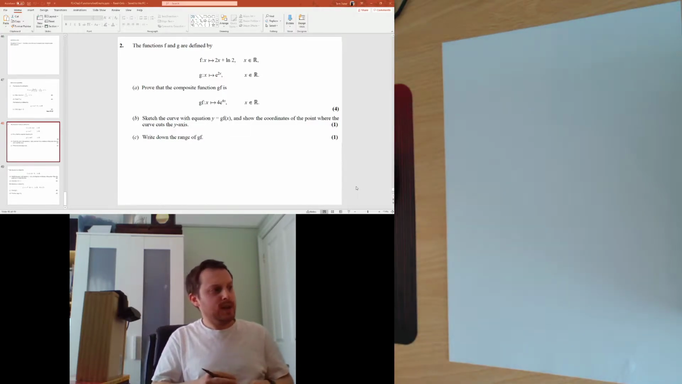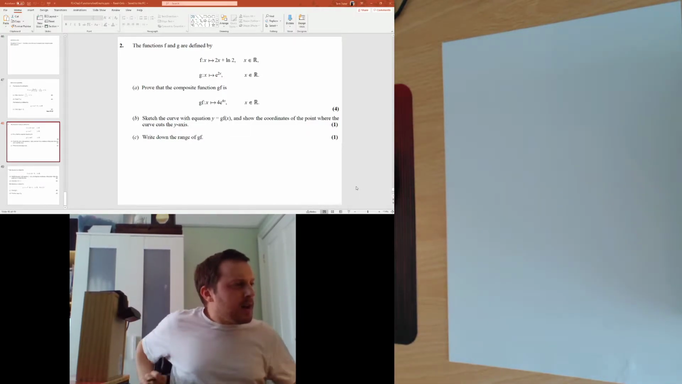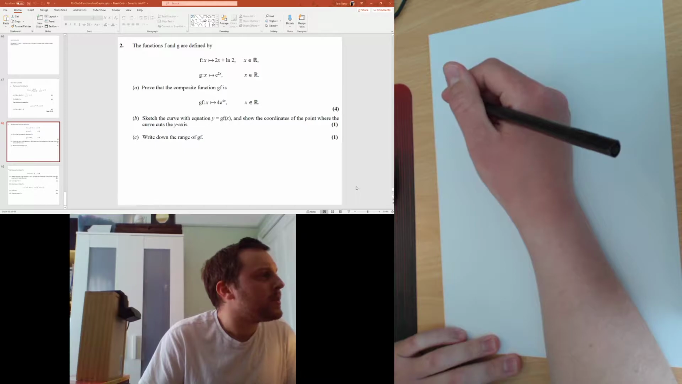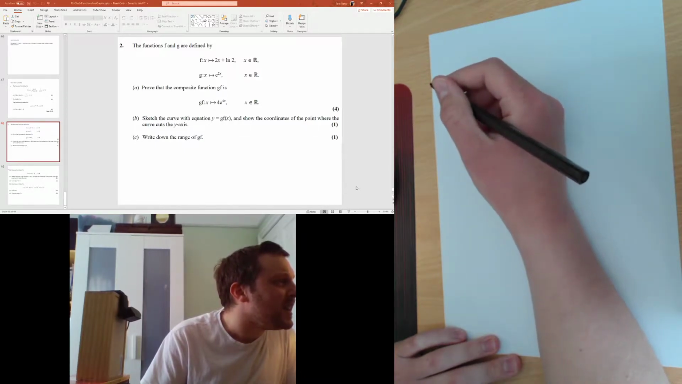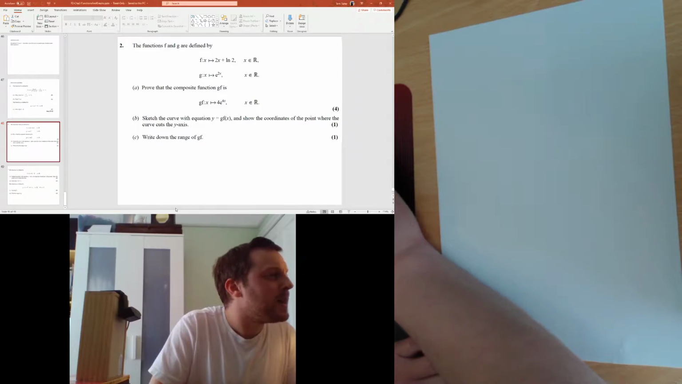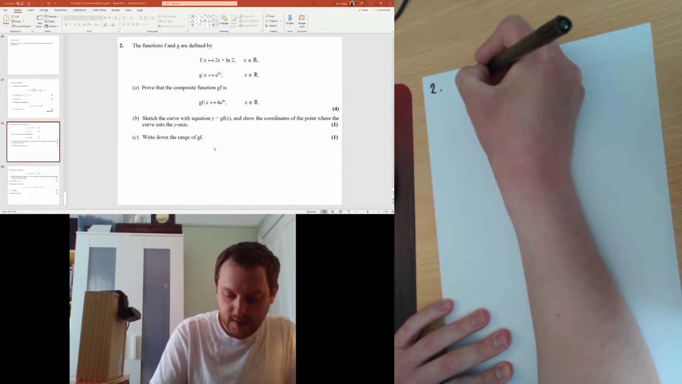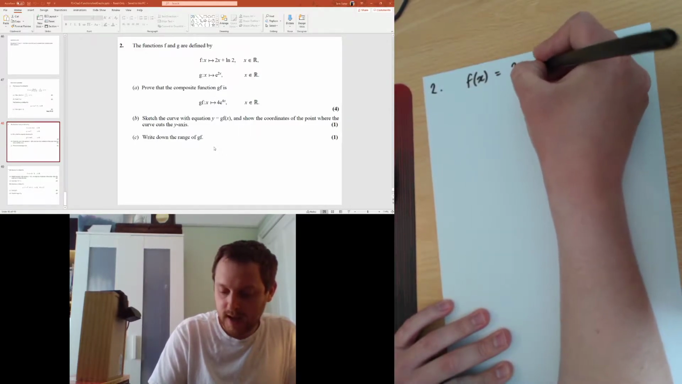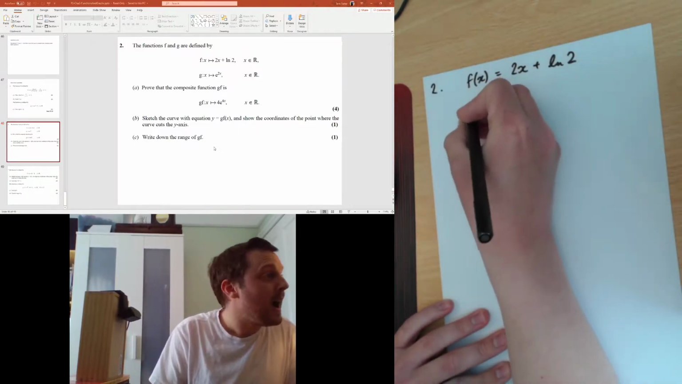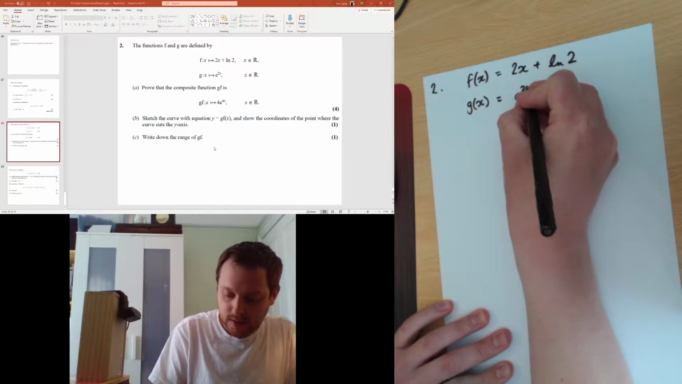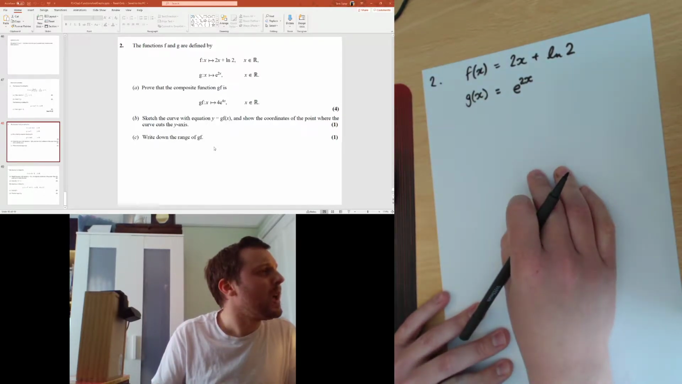Right, question 2. Let's see. f of x is 2x plus log 2. g of x is e to the 2x. That's quite small, I need to make that bigger. e to the 2x, right. Okay, let's write this down then. We've got f of x is 2x add log 2, and g of x is e to the 2x. And we just need to do g of f of x.